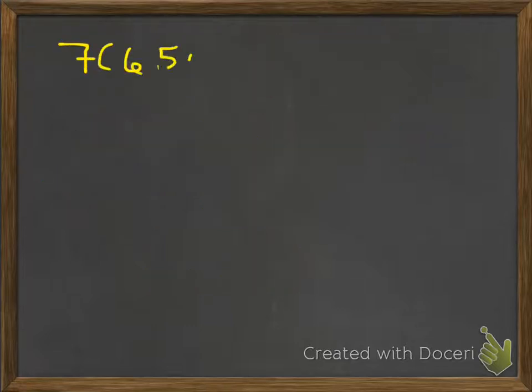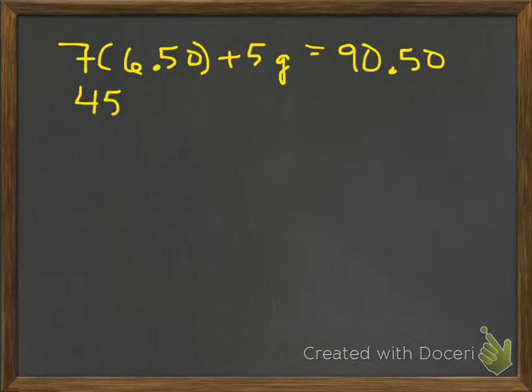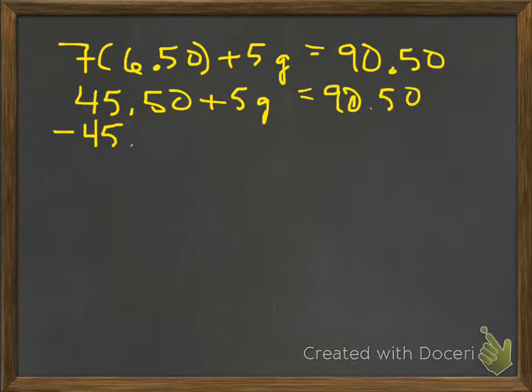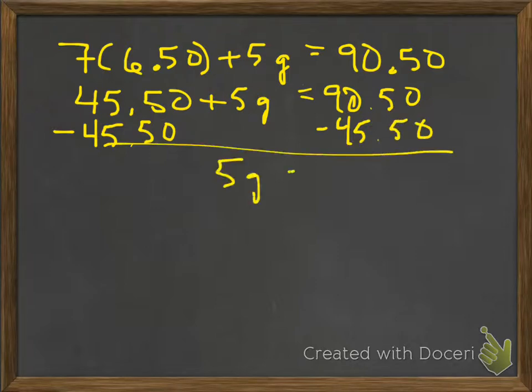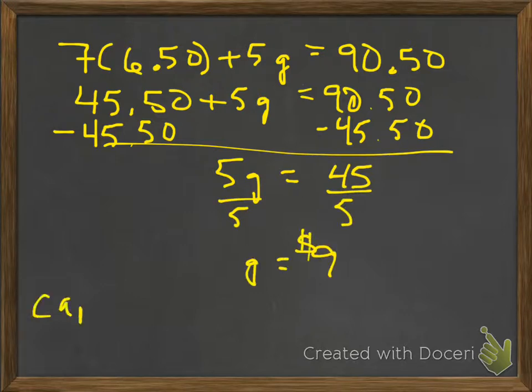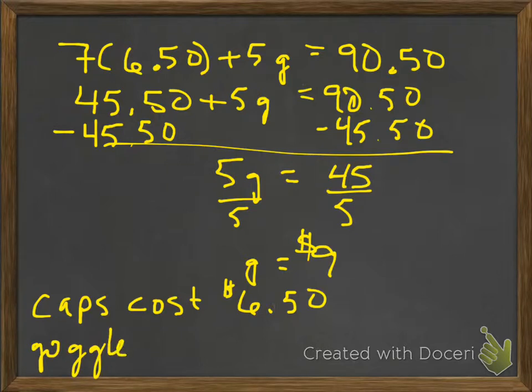Then I need to plug that back into another equation and come back here. 7 times 6.50 is 45.50. Subtract that out, and you should get 5G is equal to 45. Then divide that by 5, and you should get that the goggles cost $9. So a pair of goggles costs $9. The caps were costing $6.50, and a pair of goggles were costing $9. That's as simple as that.